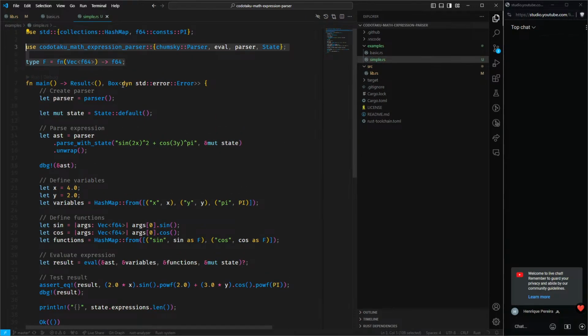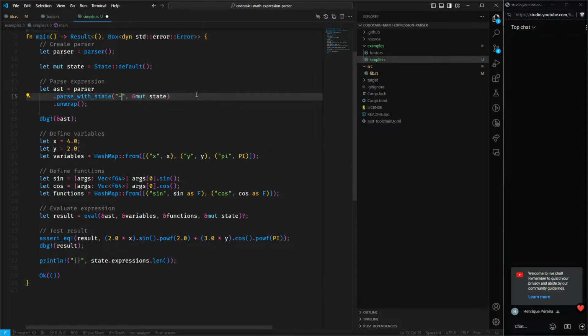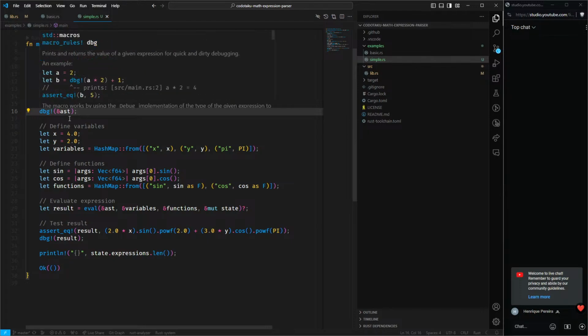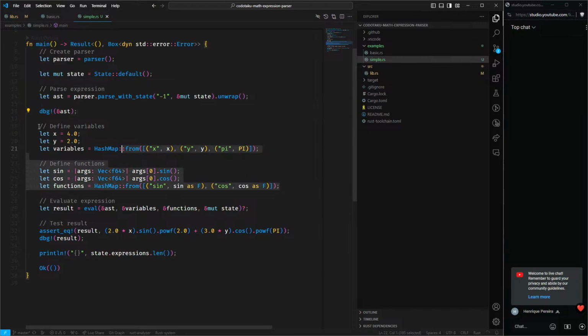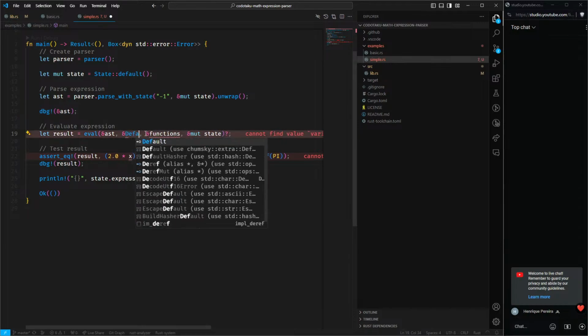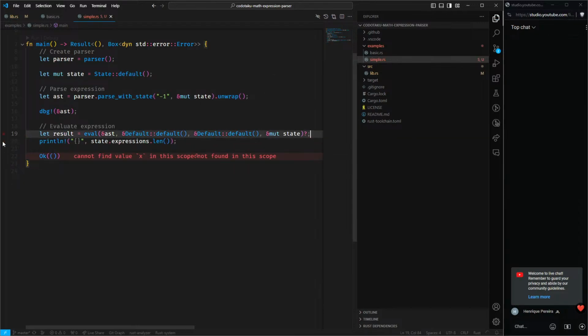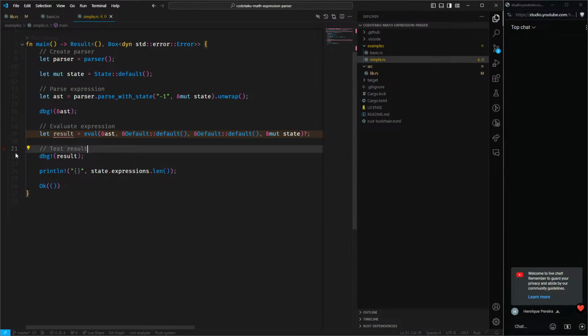I'm just gonna have a simple thing, let's say -1, right? And I don't need any variables right now, I don't need any functions right now. We're just gonna say default. We don't care about those right now, something very simple. And let's just remove these two. Well, actually only this.